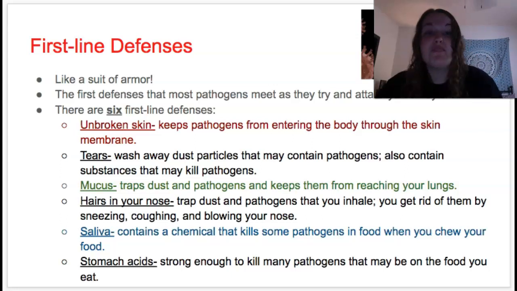Number 3, mucus. Mucus traps dust and pathogens and keeps them from reaching your lungs. Number 4, the tiny little hairs in your nose, they trap dust and pathogens that you inhale, and you get rid of them by sneezing, coughing, and blowing your nose. Number 5, saliva. Saliva contains a chemical that kills some pathogens in food when you chew your food. Then number 6, stomach acids. They are strong enough to kill many pathogens that could be on food you eat.